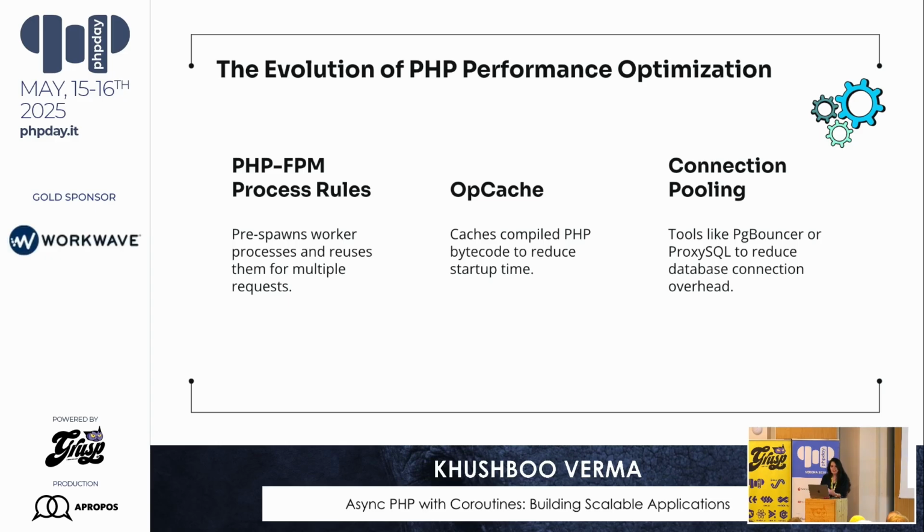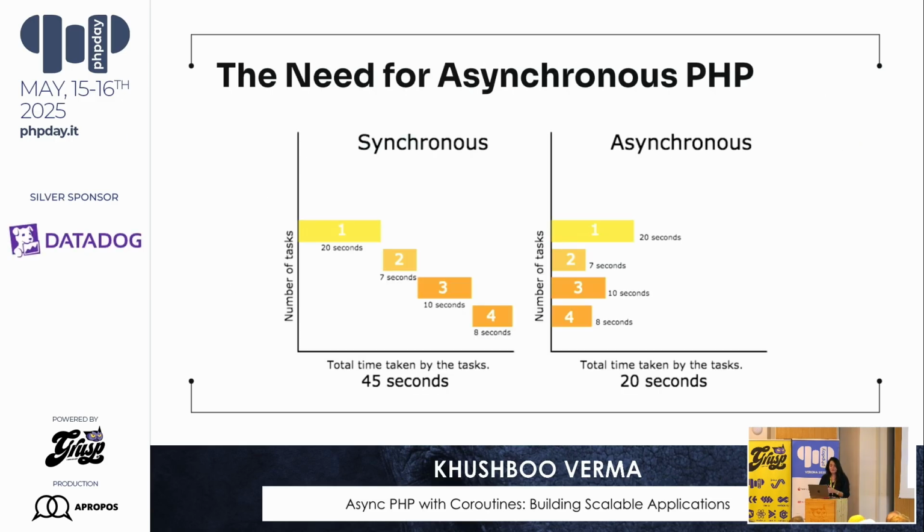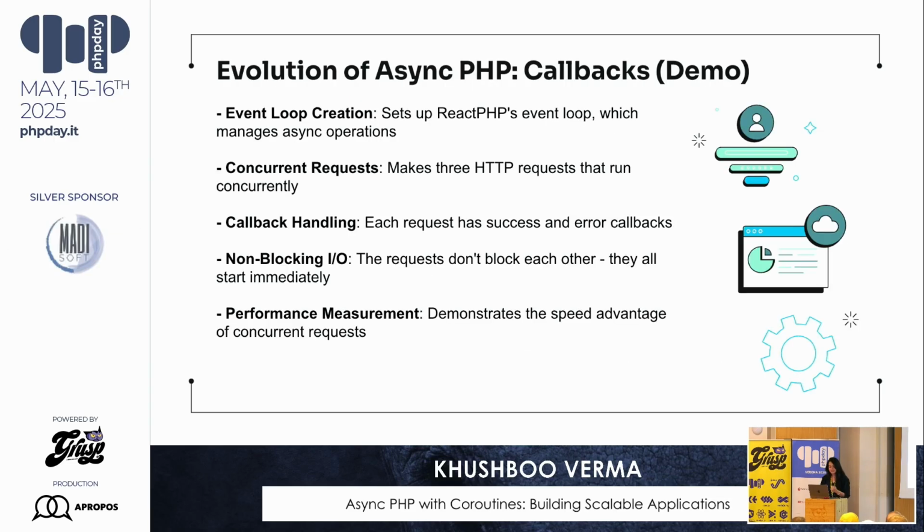So these solutions significantly improved PHP's performance, but still there was this fundamental problem that there was one process per request. So why is there a need for asynchronous PHP? With synchronous PHP, requests take time to happen. Each request happens one by one, but we need ways to make them happen in parallel.